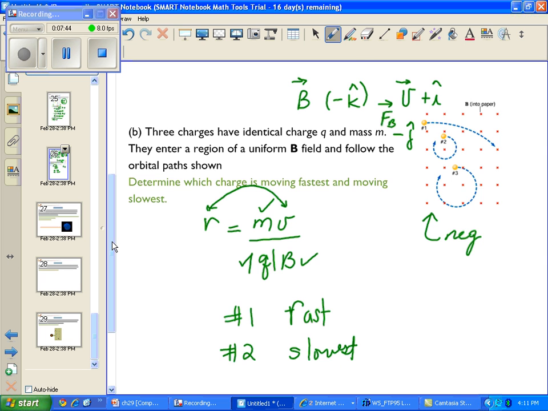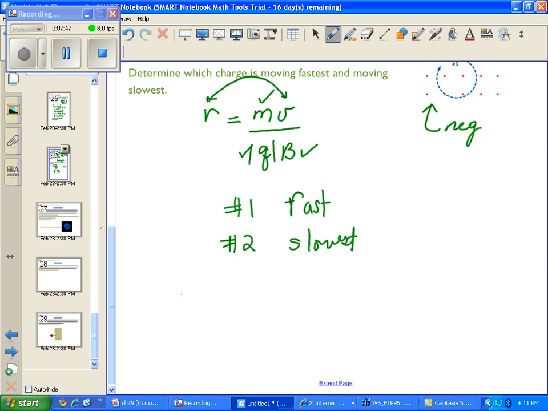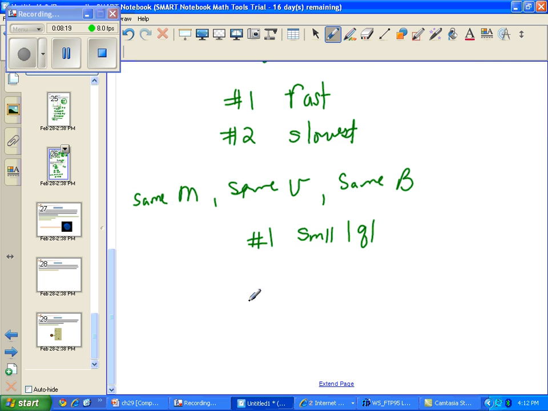What do you think would happen if instead we said that they each had the same mass and the same speed, and of course they are in the same magnetic field? In this case, R would be inversely proportional to the magnitude of Q, and we would have to say the bigger the R, like number 1, the smaller the Q, and the smaller the R, the larger the Q.